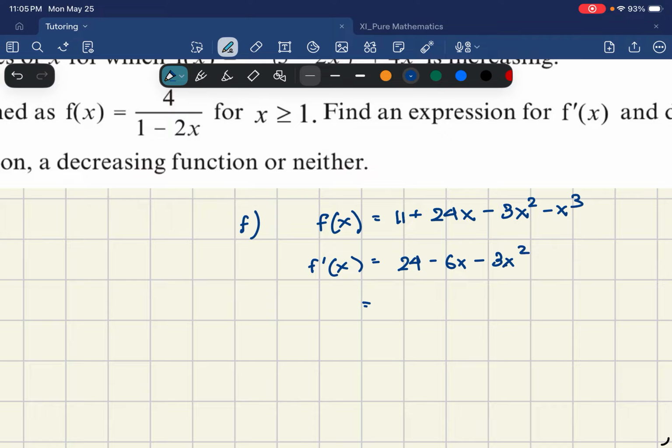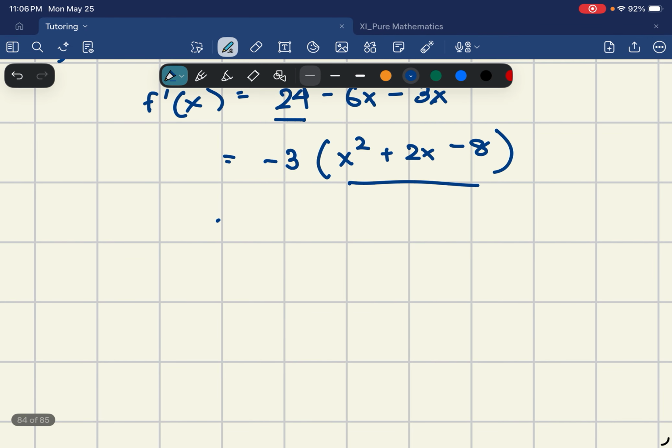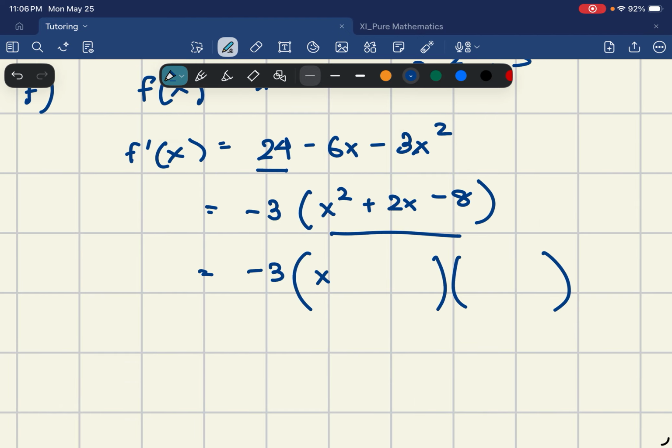I'll leave you to do the differentiation on your own. Now I can factor out a negative 3. It's easier if you factor out the negative 3. Why? Because then you have x squared plus 2x minus 8. If you factor out the negative 3, you are going to get this expression, and it's easy for me to factorize this. If I took out only a 3, then I would have minus x squared and something, and that is harder to factorize. So now these are going to be my factors: x plus 4, x minus 2.